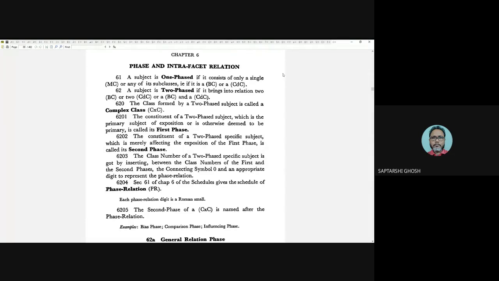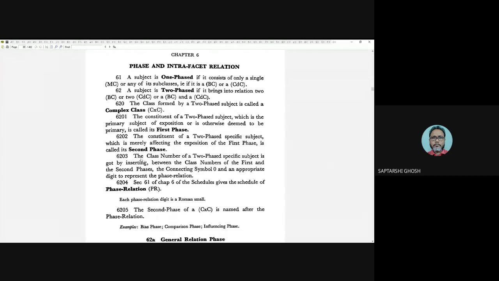Now, what kind of phase relation is this? General phase relation. So that is the relationship between Hinduism and Buddhism. Okay. So obviously it is two-phase. Hinduism is coming first, Buddhism is coming second. So here you see 6201. If we connect that with phase relation, then the first phase is the one coming first, the primary subject of exposition. So both are primary. The constituent of a two-phase specific subject which is merely affecting is called the second phase. So in our case, Hinduism is the first phase, Buddhism is the second phase.